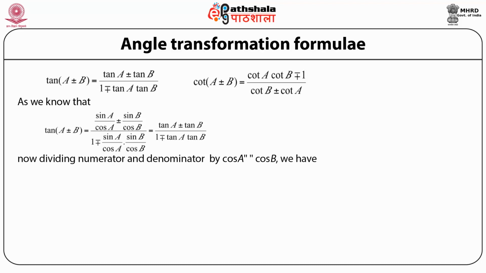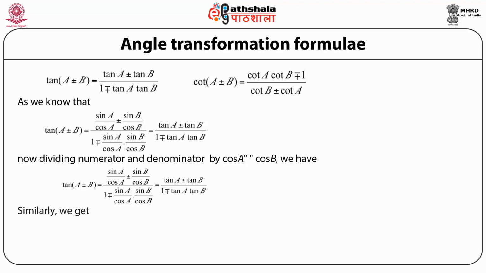Now what we can do is, after writing it, we can divide the numerator and denominator by cos A cos B. So then what we are left with is tan A plus or minus B is equal to sin A by cos A plus or minus sin B by cos B divided by 1 minus or plus sin A by cos A sin B by cos B. You know tan A is always sin by cos, so we can replace it. Then you will get tan A plus or minus tan B divided by 1 minus or plus tan A tan B.